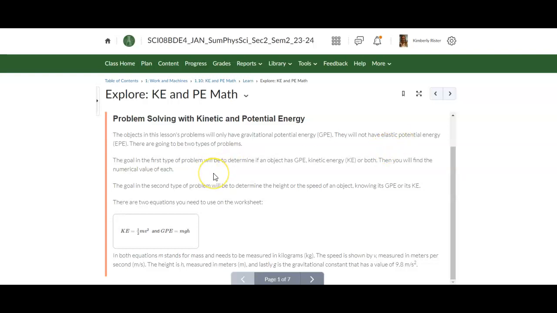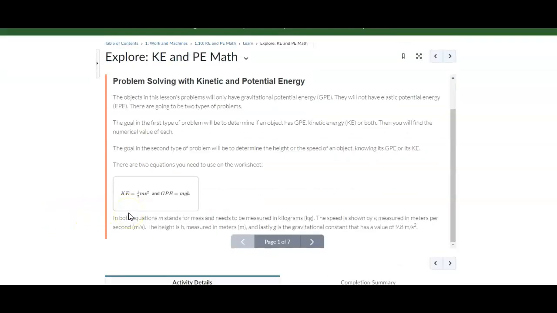The goal in the first type of problem is to determine if an object has GPE, kinetic energy, or both. And then you'll find the numerical value of each one. The goal in the second type of problem is to determine the height or the speed of an object, knowing its GPE or its KE. So we're talking about potential or kinetic energy when you see those letters. And there are 2 equations that you're going to need here.